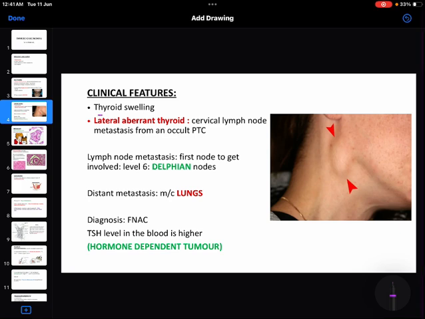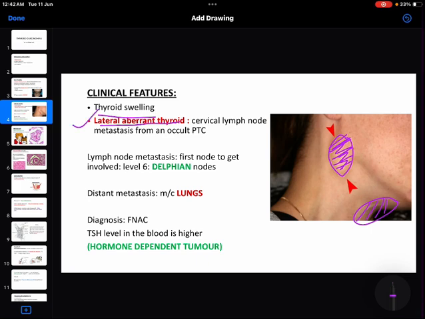Clinical features: the patient presents with a thyroid swelling in front of the neck. The patient can also present as lateral aberrant thyroid. What is this lateral aberrant thyroid? The patient may present with only the cervical node enlarged, with an occult thyroid. No palpable thyroid swelling will be seen. Only the cervical node will be enlarged. This is lateral aberrant thyroid.